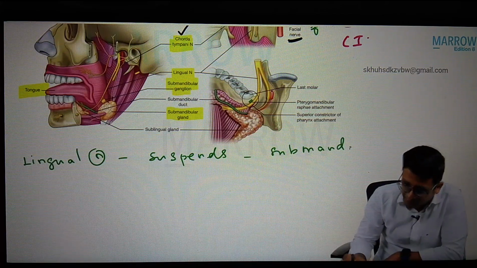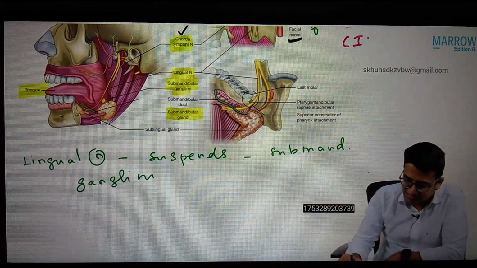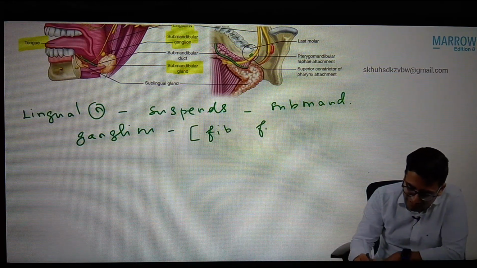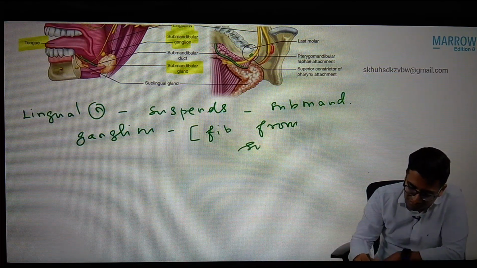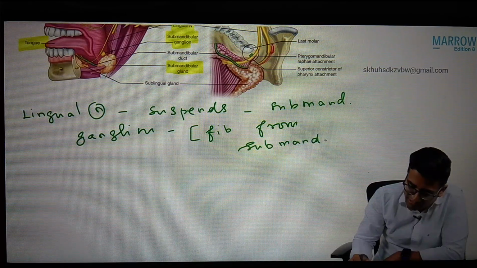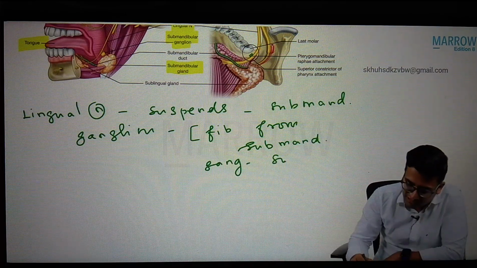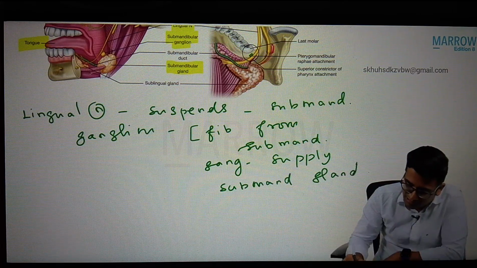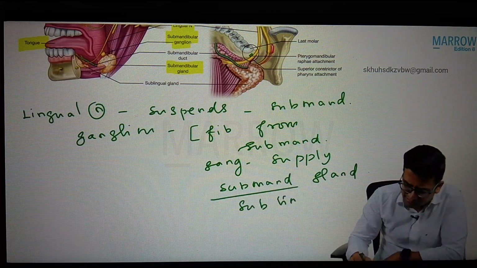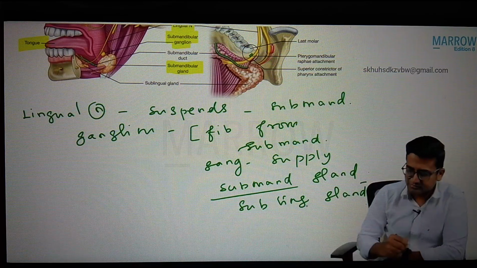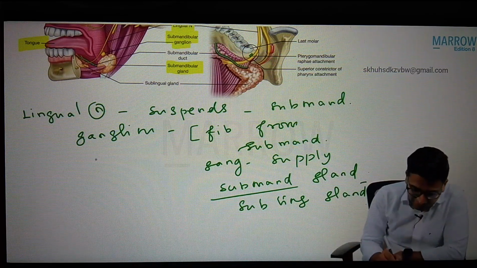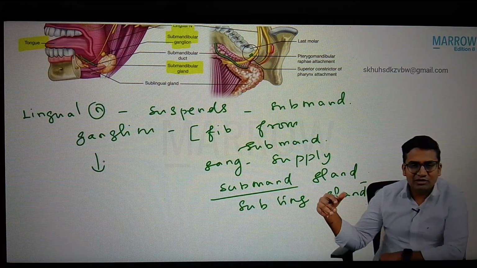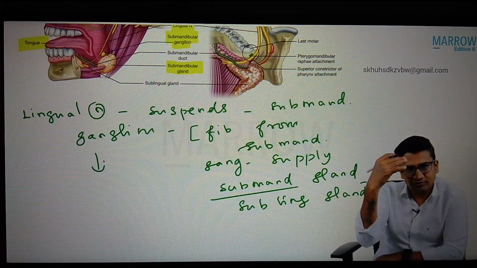Submandibular ganglion. And in bracket, please write: fibers from submandibular ganglion supply submandibular gland and also sublingual gland. Okay, fine. Now, after suspending the submandibular ganglion, the lingual nerve reaches the anterior two-third of tongue.